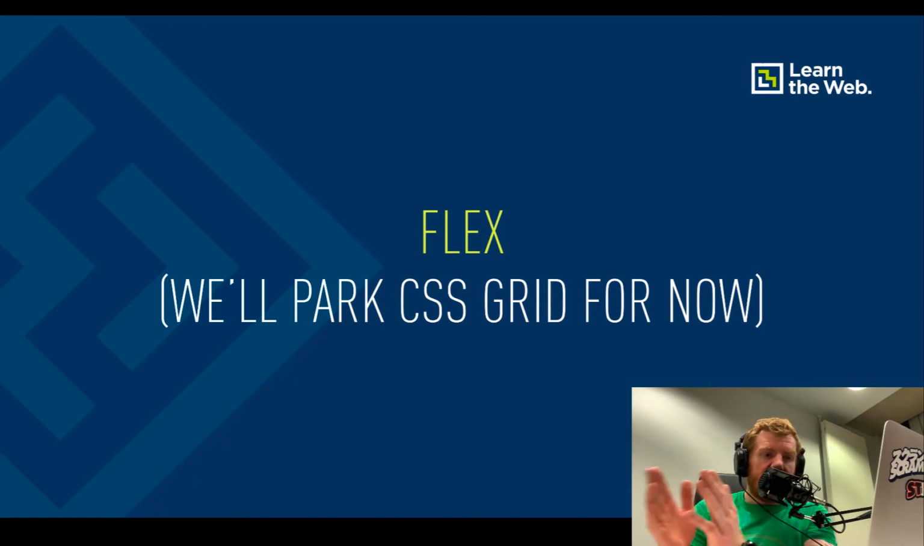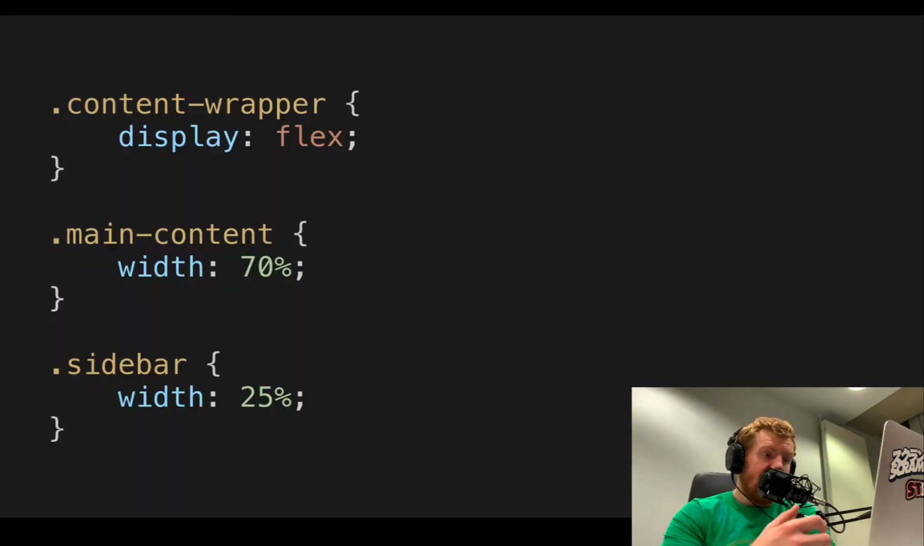Now I'm not going to talk about CSS Grid because CSS Grid is a little bit more complicated, and I want to keep this dead simple because this isn't the point of this video. So Flex is even easier to achieve. You actually only need 3 lines of CSS to achieve this. You just need to put display flex, width 70% and width 25%, or whatever the widths are on the elements that you're trying to float left or right. So Flex is really, really easy to use.